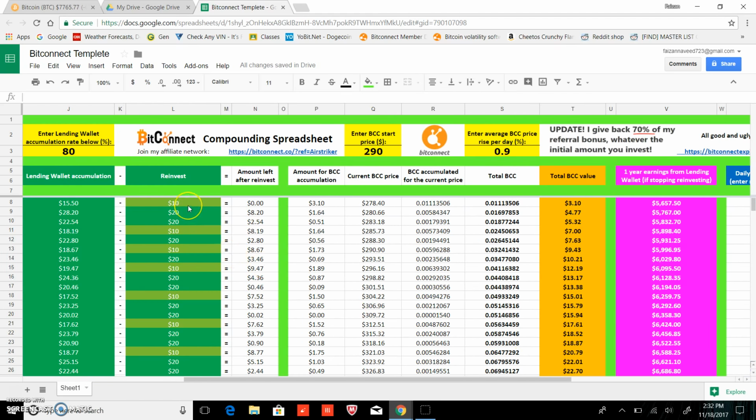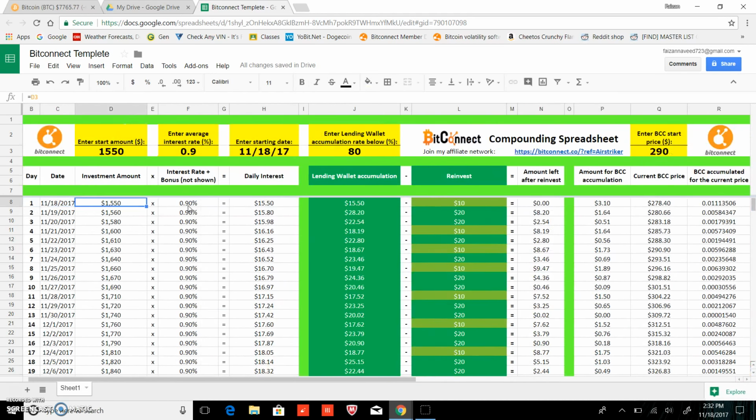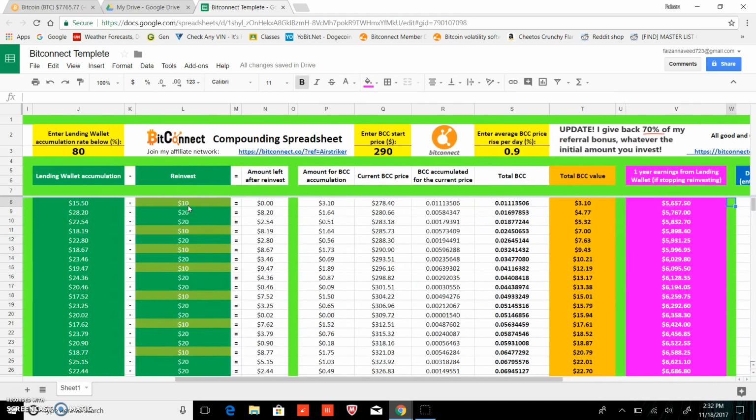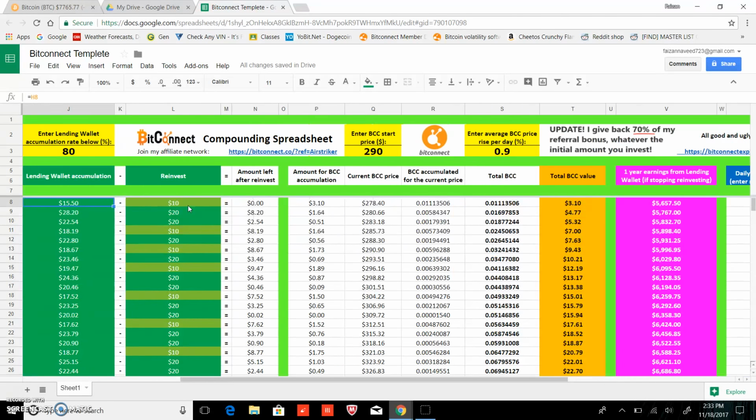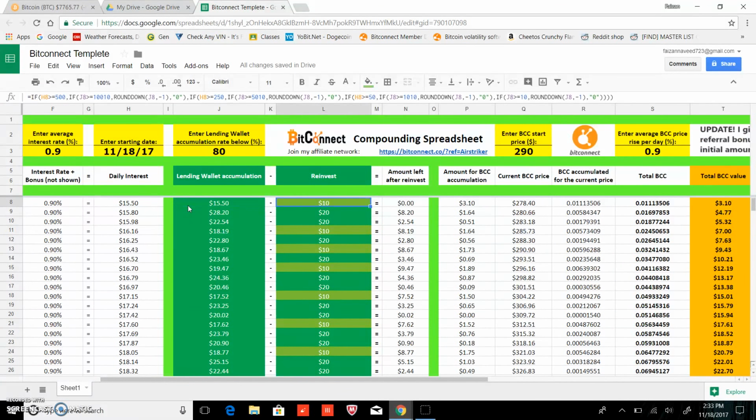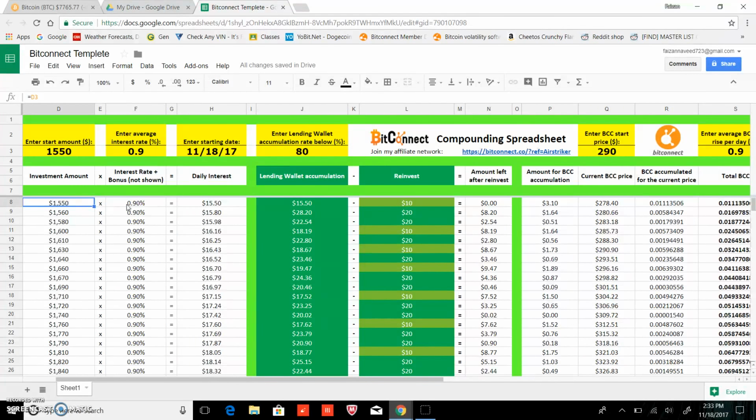So if you just put in around, I put, let's say, 1550, and I kept it in, and I didn't want to take the money out and keep it in for a good year, I would end up with 5,000, which is a really good profit. And I don't think the price of the BitConnect coin would make much of a difference because you're making the money based off of the interest rate that you receive, and your current reinvestments that you keep putting back into the system.